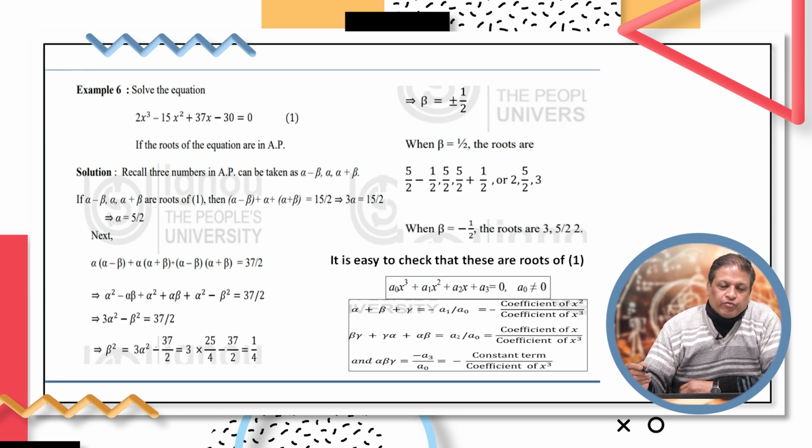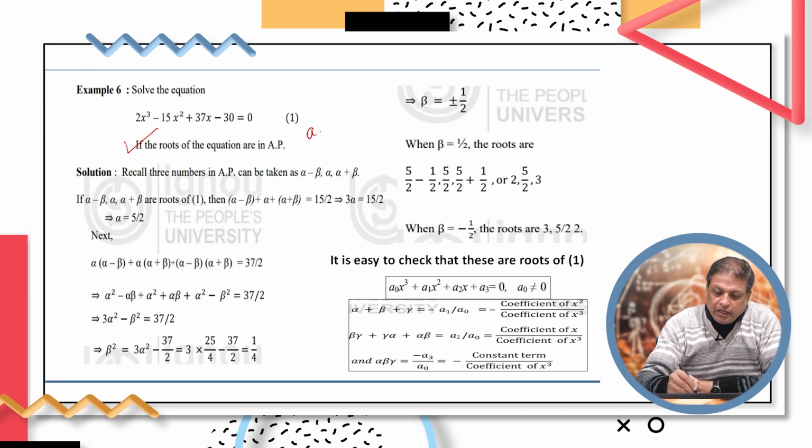Likewise, over here there is an example wherein we are supposed to solve the equation 2x cube minus 15x square plus 37x minus 30 is equal to 0, if the roots of the equation are in arithmetic progression, AP. What is an AP?